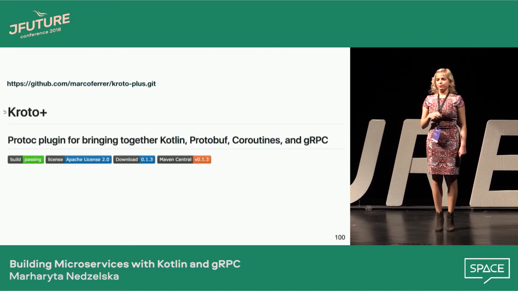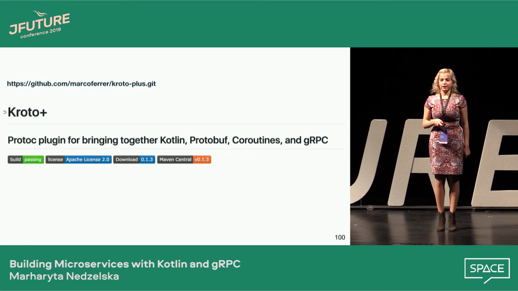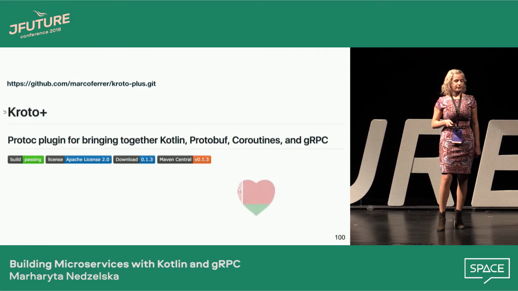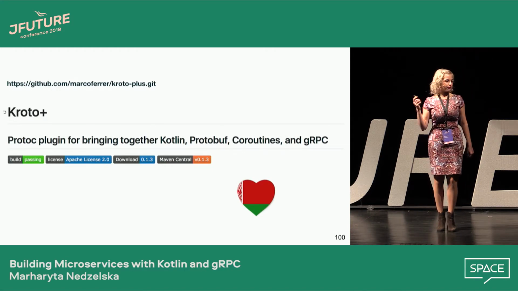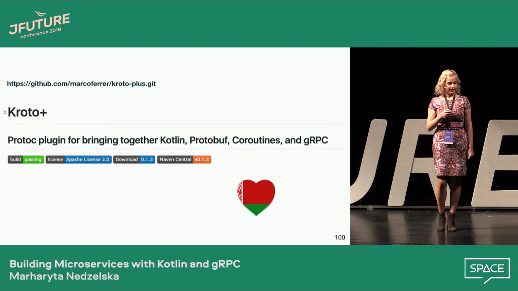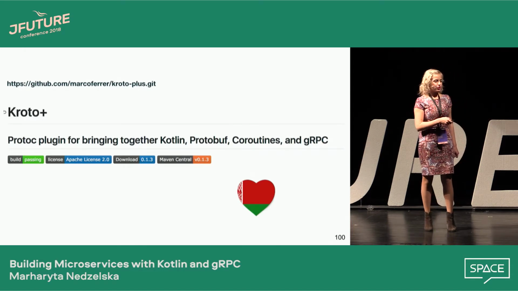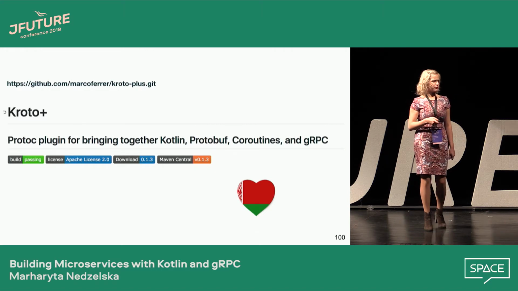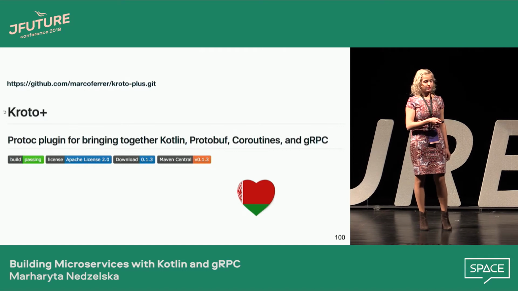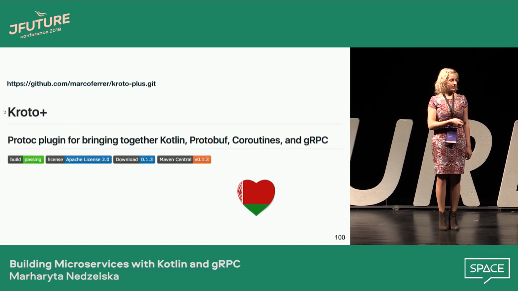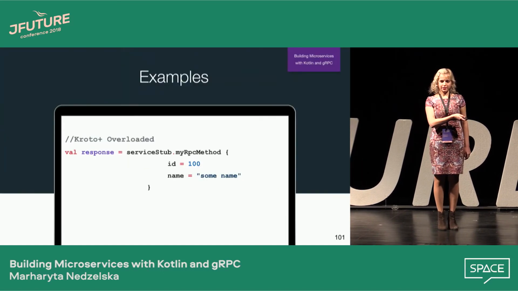The next library I wanted to introduce was Kroto Plus. Kroto Plus is really a plugin I like very much. It's a Gradle plugin for building together coroutines, protobuf, gRPC, and be happy. Unfortunately, this plugin was not released, so it's also version 0.1.3, but it's not 0.0.2. I saw some communication with Elizarov and the author of this plugin. Maybe there are some movements in that way. So let's look a little into the examples.